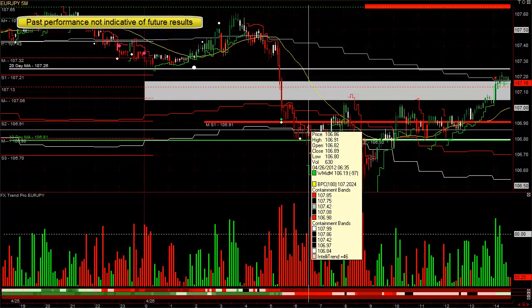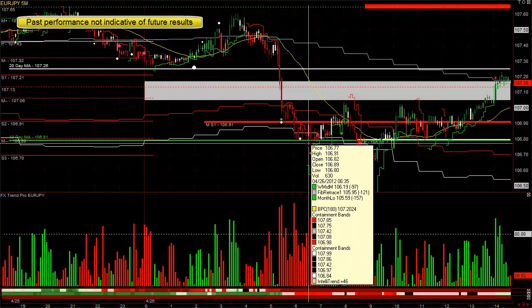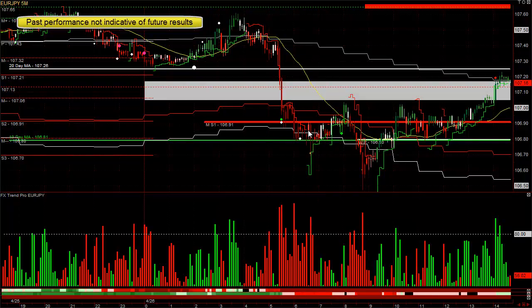Notice how our trailing stop caught every single pip of this, maybe except for 10. It got you out of this at 86, and it went down to 77. It caught every pip of this, less than 10 pips.